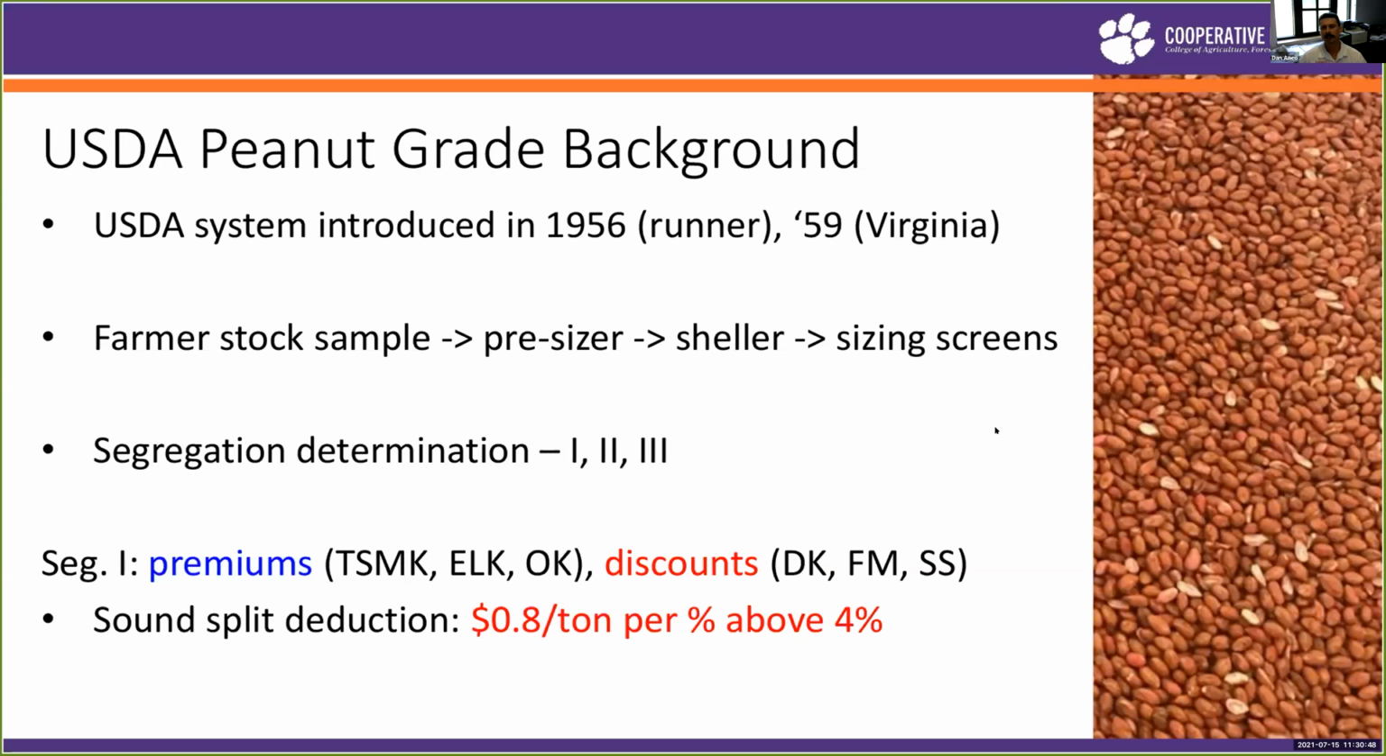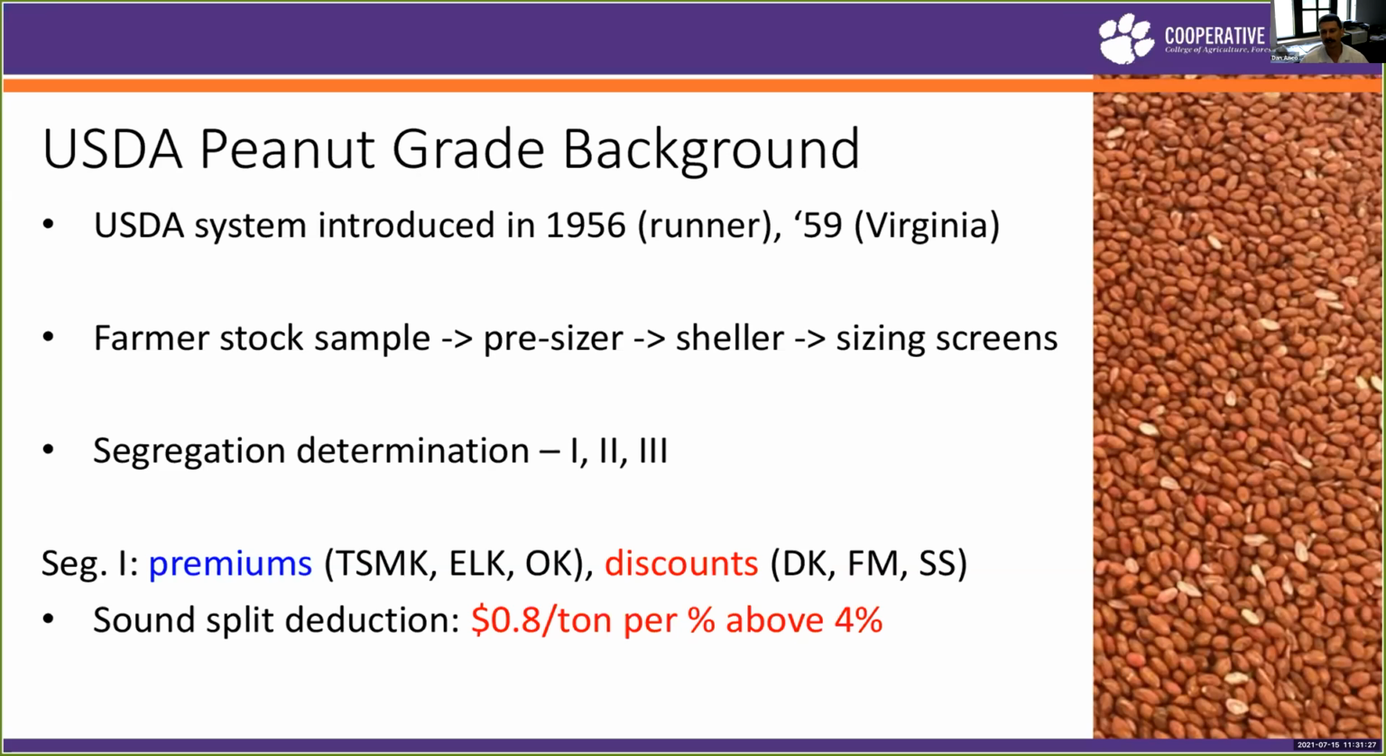The USDA introduced the grading system for peanut in the United States in the mid-50s, 1956 for runners and 1959 for Virginia market types. For the purposes of today's talk, the general idea is that a sample is taken of the farmer stock peanut at the buying point. It's run on a pre-sizer that then goes on to the reciprocating sheller, after which the kernels are sized on different screens. After this point, segregation is determined for the load, and for segregation 1 loads, various premiums and discounts are applied according to kernel content, damage, foreign material, and sound splits.